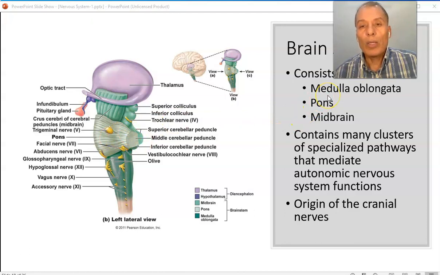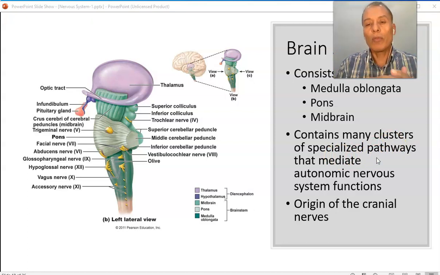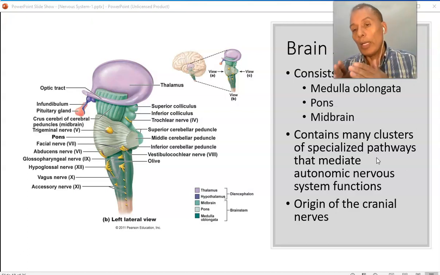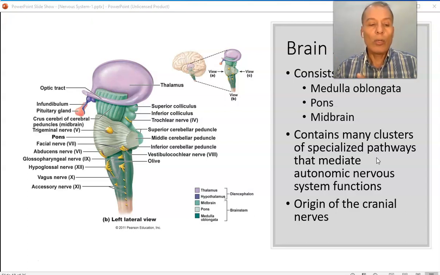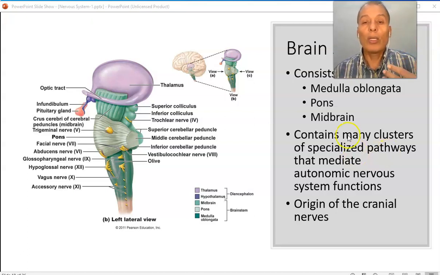So the brainstem also has clusters of specialized neurons that control autonomic nervous system functions, like regulation of breathing, how to switch from inhalation to exhalation, and regulation of, for example, some aspects of swallowing, taste, for example.